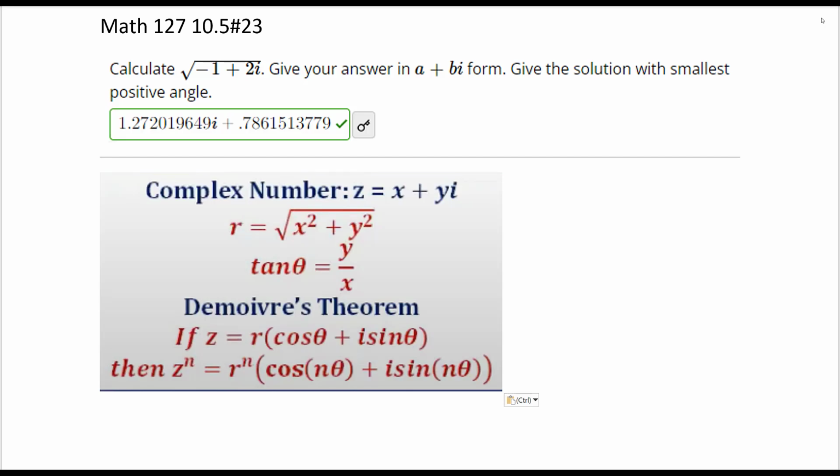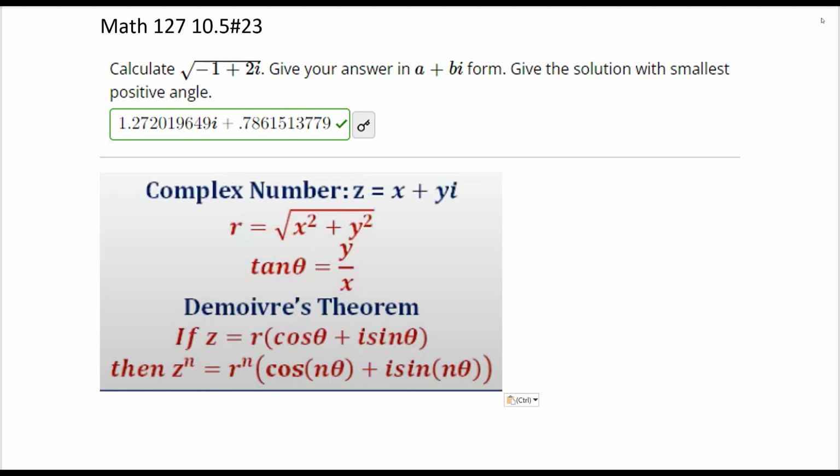This is 10.5, number 23, and in this we're using De Moivre's theorem. I've heard it pronounced a couple different ways. I've always thought it'd be more French, so I'm trying to do it that way. But we're going to use that to find this value.